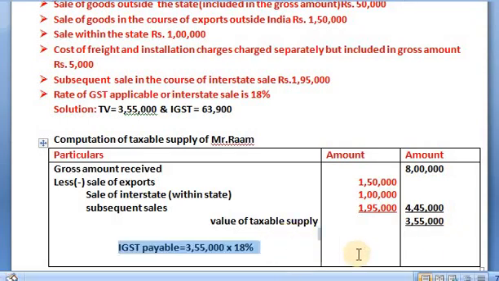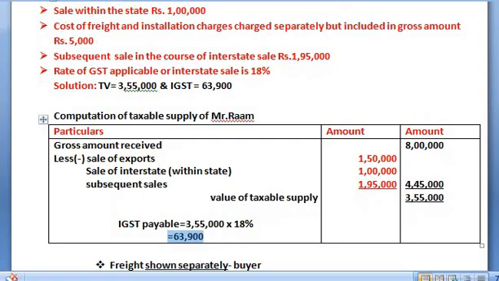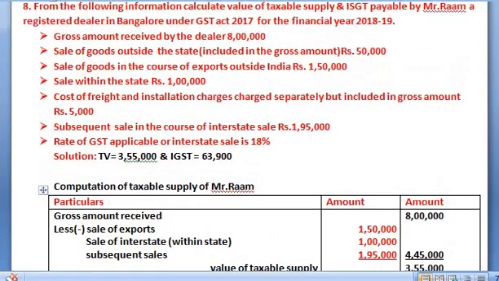For 3,55,000, how much IGST is payable? Here they have given 18%. So IGST payable is 63,900. Clear? So this is the problem. Once again I'll tell you all.